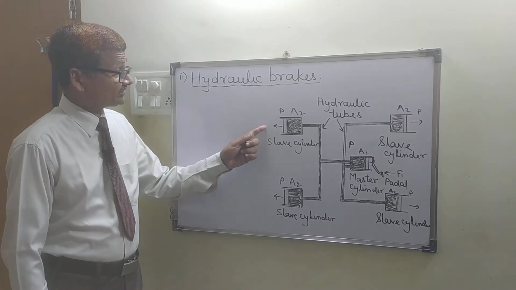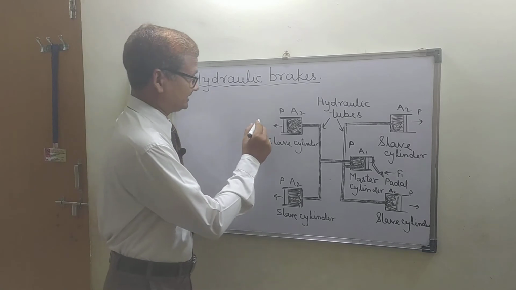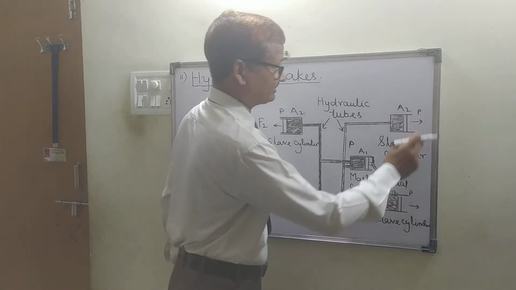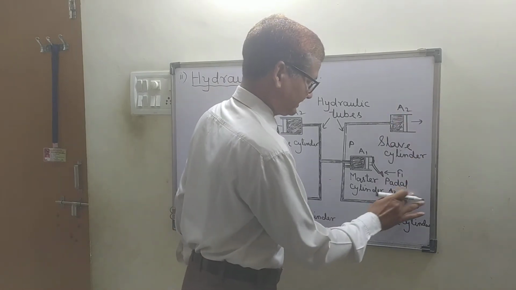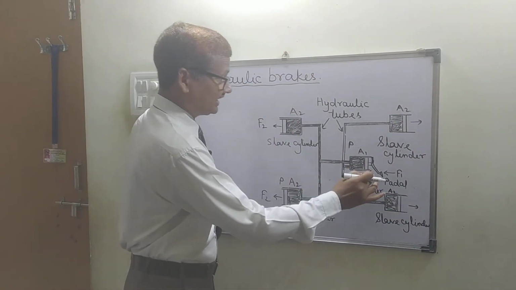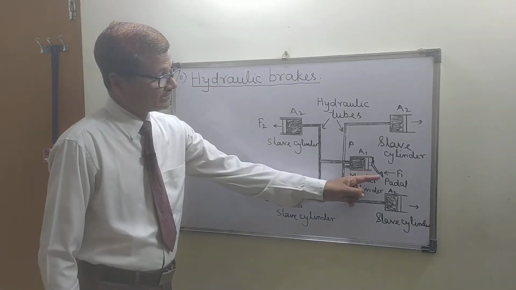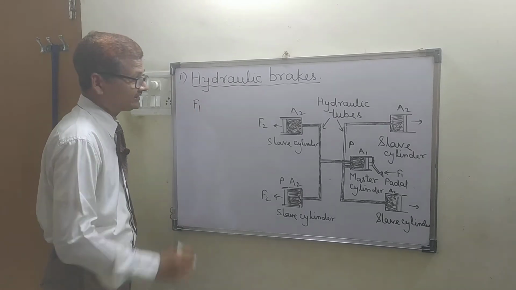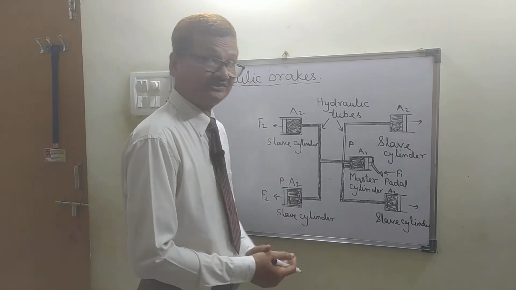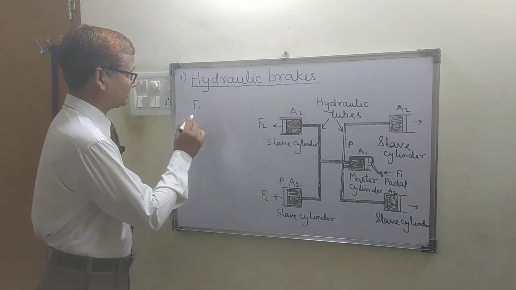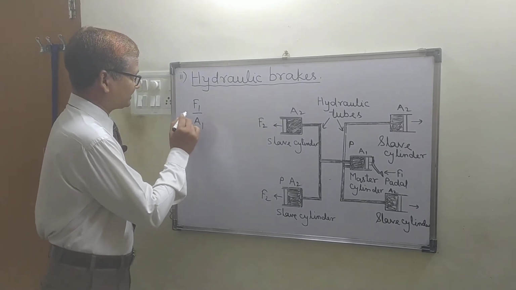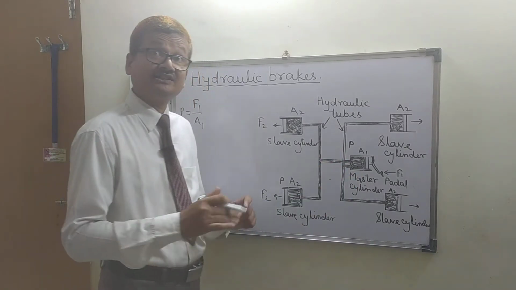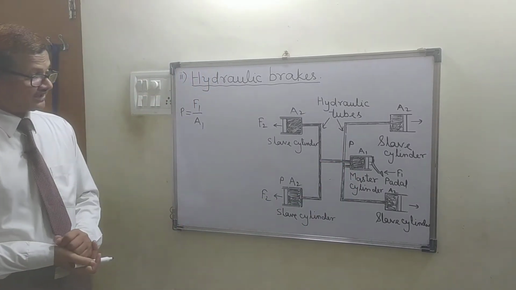And the force due to this applied pressure here is F2, and here also F2, here also F2, and here F2. Therefore, you can see how much pressure is exerted here. The force applied on the pedal is F1. The area of cross section of the pedal is A1. So the pressure exerted by the pedal on the master cylinder is P, and this pressure will be exerted on the slave cylinders.